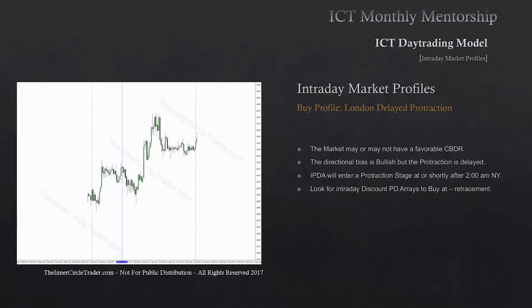An example seen here, the market starts up and it doesn't give us a real clear picture right away. It starts moving higher, doesn't give us that big move lower or initial drop down. So we have a questionable central bank dealers range or Asian range scenario. We can be looking for our directional bias to unfold, which is a bullish day. IPTA will enter a protractionary stage at or shortly after 2 a.m. New York. That's the blue line here. Market drops down and it dips into an intraday discount PD array. In this example here, you can see it trades down into a previous down close candle or bullish order block, creating the London setup to unfold for the rest of the bullish close day.